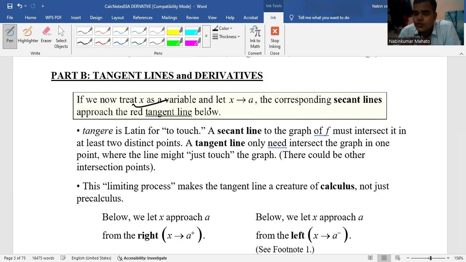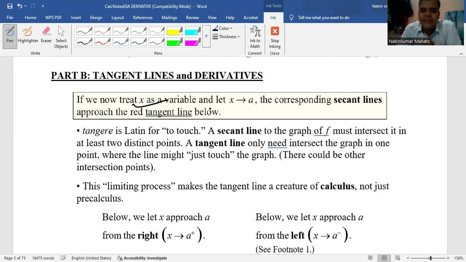x tends to a. The corresponding secant lines approach the red tangent line below. Good, here, tangent line. Tangere is Latin for to touch. Tangere means to touch. Just like secare is to cut, same here, tangent comes from the Latin word tangere, to touch.